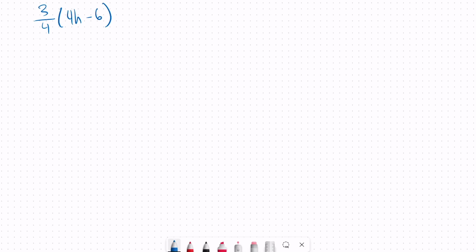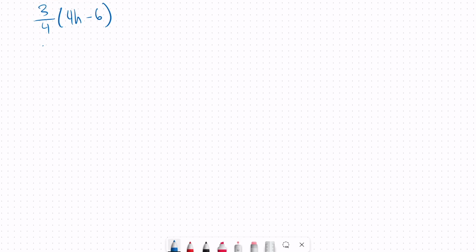All right, guys, welcome to part three of expanding expressions. The first example we have here is shown as 3/4 (4h - 6). So, as always, we're going to start off by using the distributive property to multiply the 3/4 to every term inside of the parentheses.